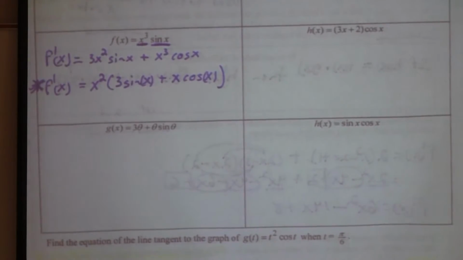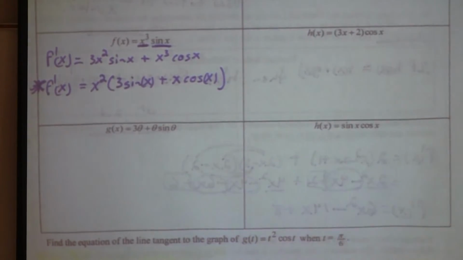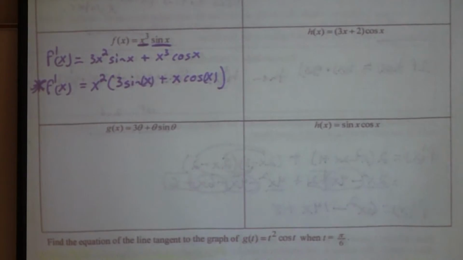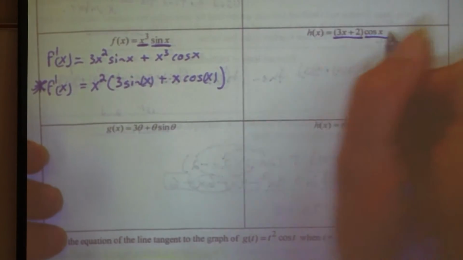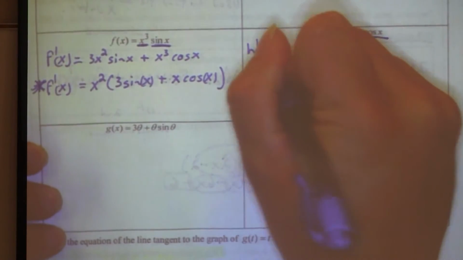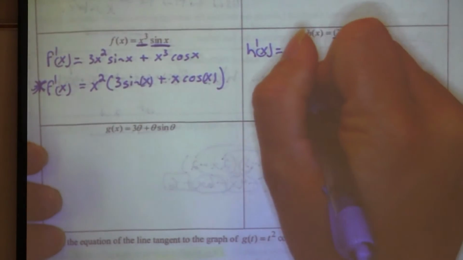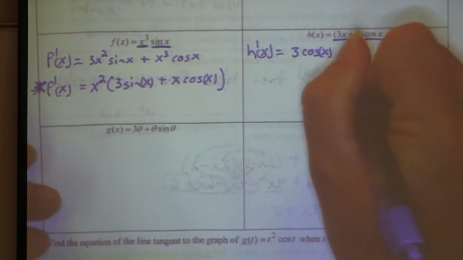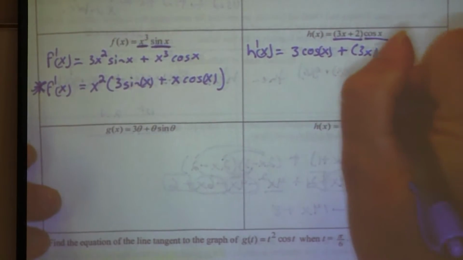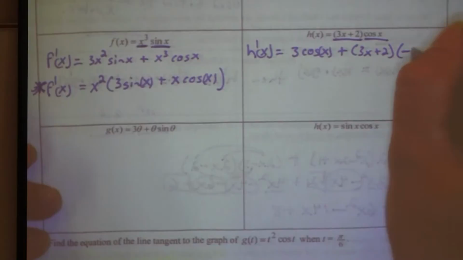What do you want to do there? Do you just want to distribute? Or do you want to do the product rule? Want to do the product rule? Okay, let's do the product rule. So this is the first and this is the second. So here we go. What's the product rule? Derivative of the first, which is 3, times the second, plus the first times the derivative of the second, which is negative sine x.